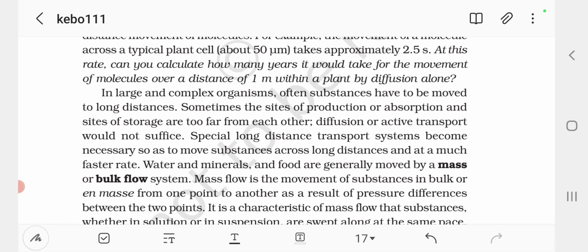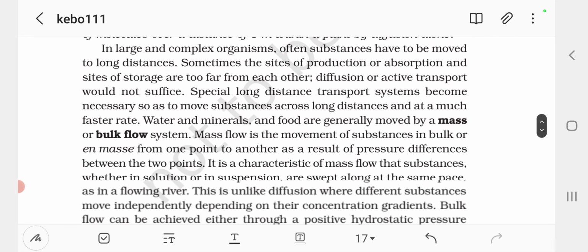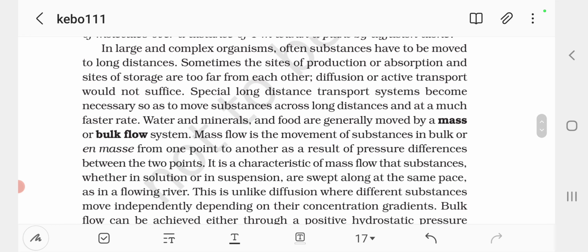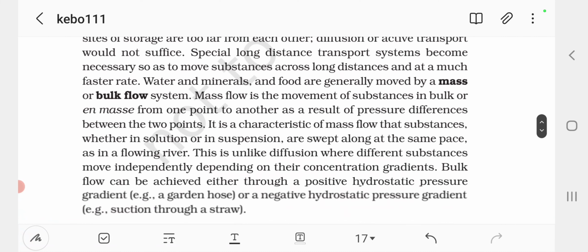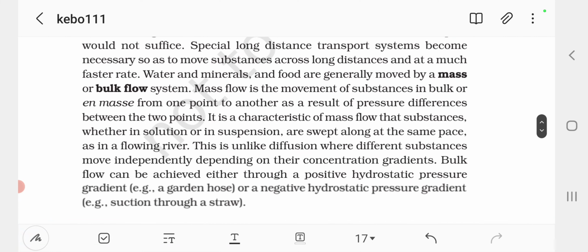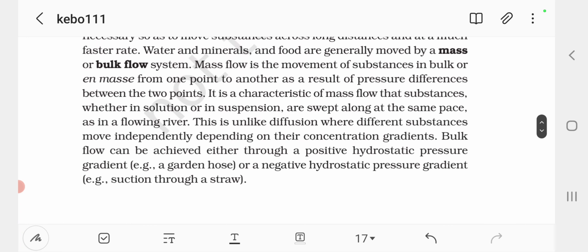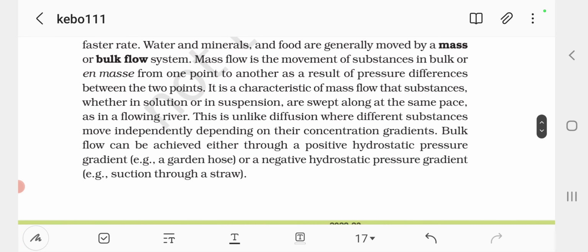In large and complex organisms, often substances have to be moved over long distances. Sometimes the site of production or absorption and the sites of storage are too far from each other. Diffusion or active transport would not suffice. Special long distance transport systems become necessary so as to move substances along large distances at a much faster rate. Water, minerals and food are generally moved by a mass or bulk flow system.